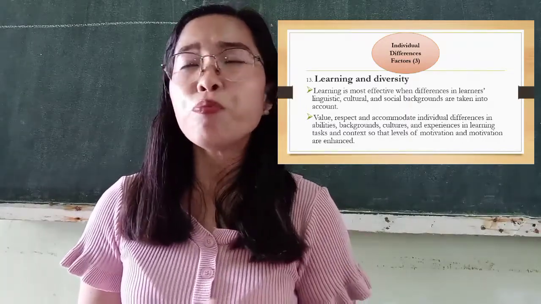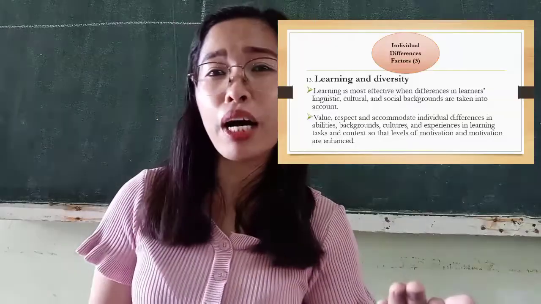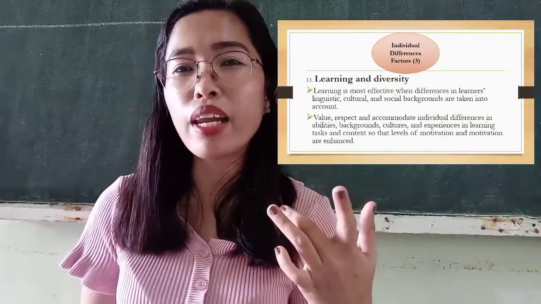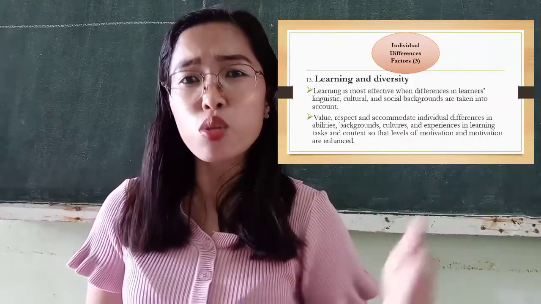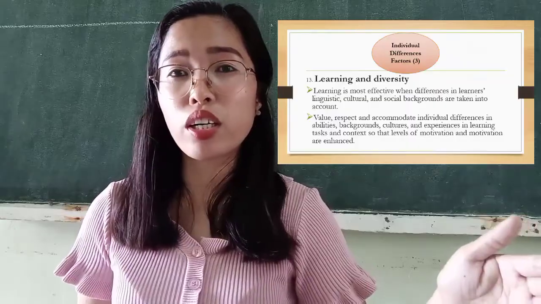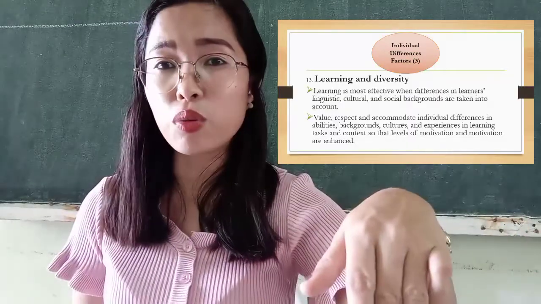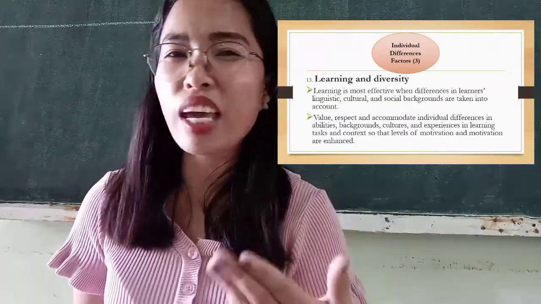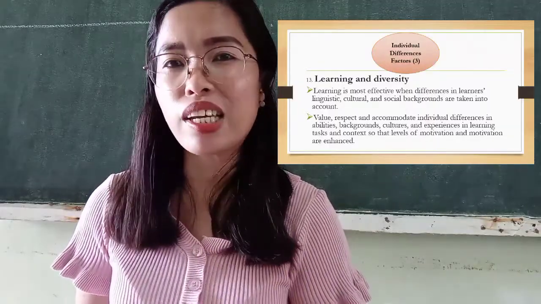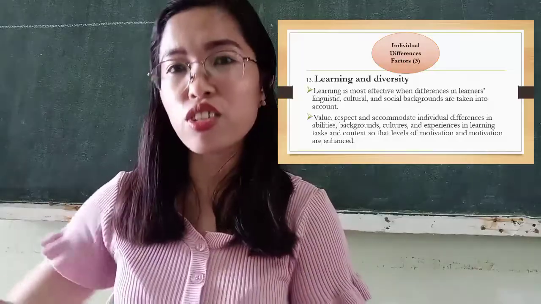So if there are students who are nearsighted, of course, you place them in the front of your classroom. Not at the back. So you need to take that into account. Everything inside the classroom, it is not very easy as a teacher.